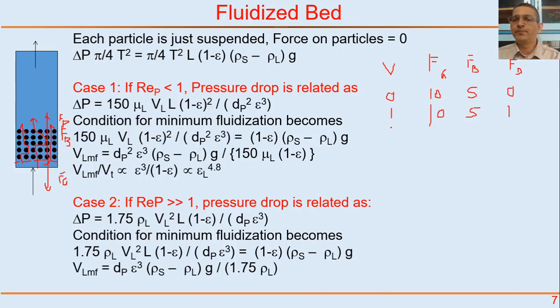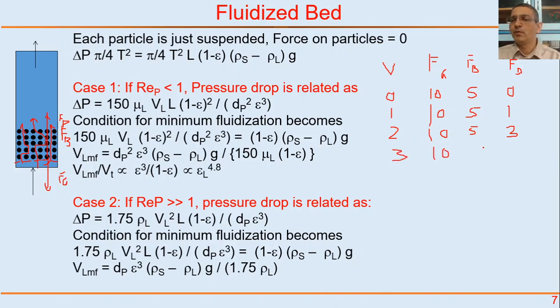Go further. Gravity remains 10, buoyancy remains 5, and drag becomes, let's say, 3. Just take some value, don't worry about the actual value. Now the reaction force provided is 10 minus 5 minus 3, just 2 Newtons, given by the support plate, or by the particle below to the particle above. Increase it further.